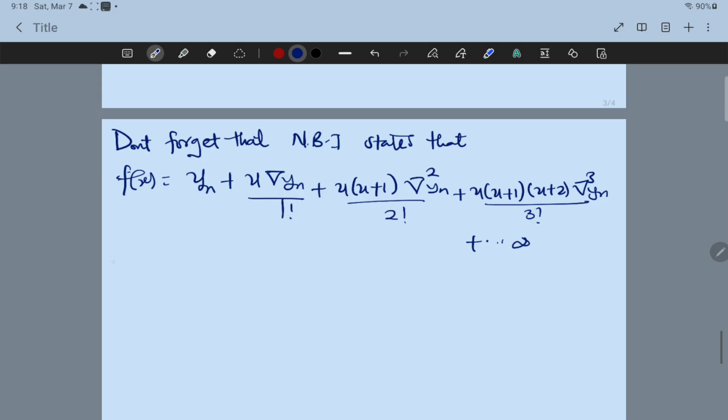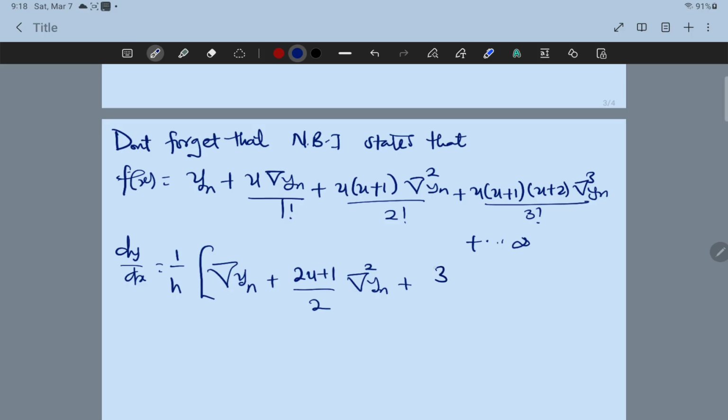And so if we differentiate this function, if you find the dy over dx of this function, you will have something like 1 over h [backward difference yn plus (2u plus 1) over 2 backward difference squared of yn plus (3u squared plus 6u plus 2) over 6 backward difference cubed of yn]. This is the formula you are going to have if you differentiate this whole function.